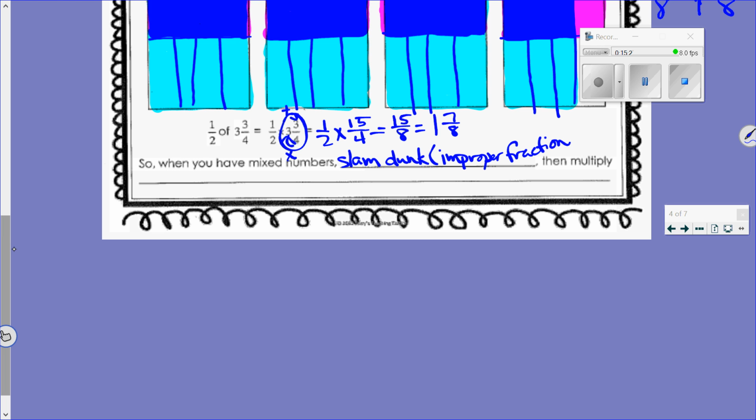Once I've done that, then I multiply top times top, bottom times bottom. What do we always do? Simplify.